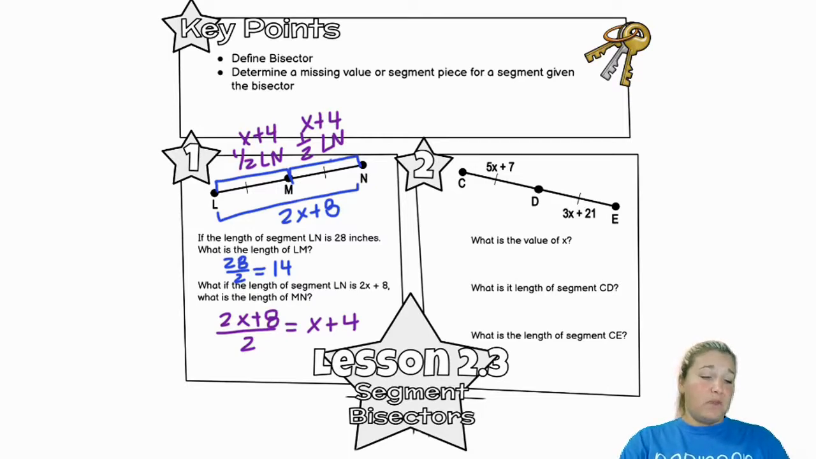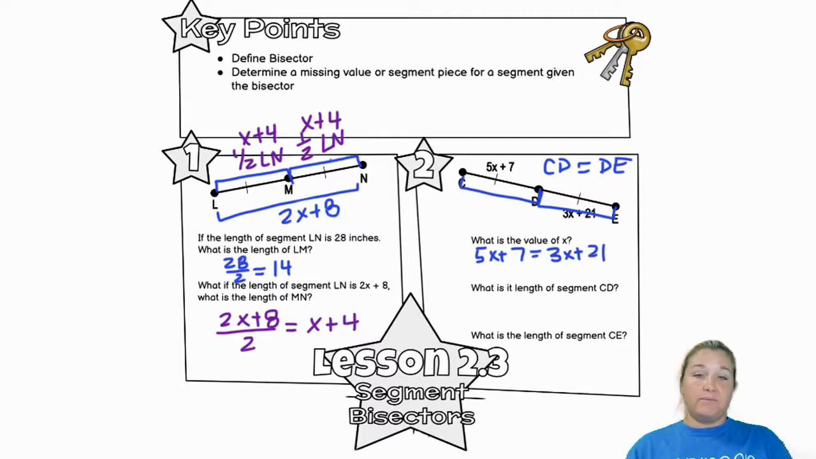Let's look at this next example. Notice that we have the little tick marks. That means that D is a segment bisector, okay? It says, what is the value of x? What do I know about each piece? I know that segment CD is going to be equal to DE. So what equation can I put in there? I have 5x plus 7 is equal to 3x plus 21. So now I can solve that equation.